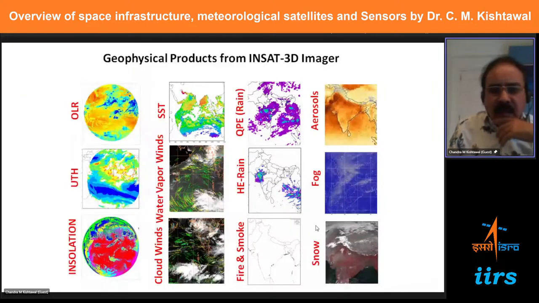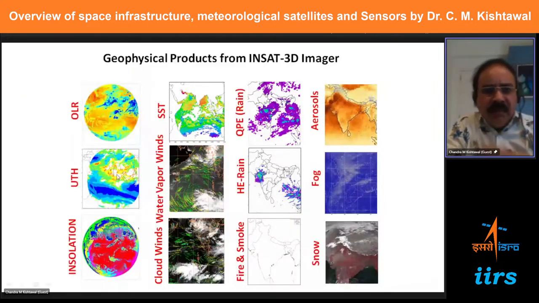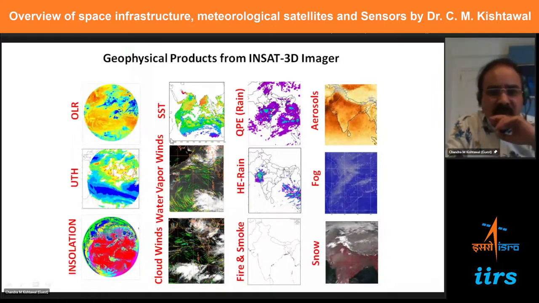These are the different measurements which you get from satellites, like outgoing longwave radiation, upper tropospheric humidity, solar radiation, very much useful for solar energy, sea surface temperature, water vapor winds, upper atmosphere winds, qualitative rainfall, quantitative rainfall. Quantitative rainfall means it is not just that it is raining. We get quantitatively how much it is raining, 5 millimeter or 10 millimeter or 20 millimeter. So these algorithms have been developed over the period of time to determine exact quantitative assessment of the water.